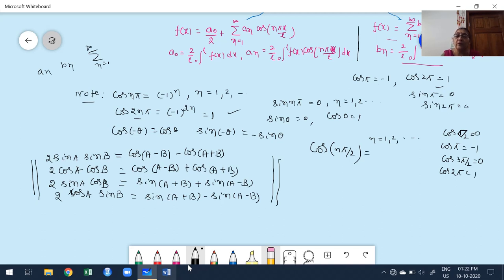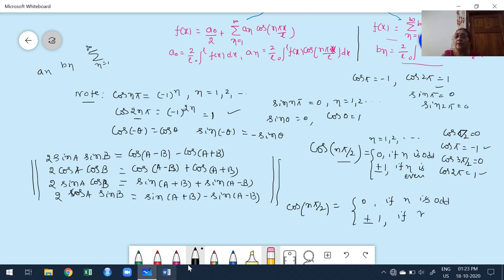Now this shows that most students make a mistake here. Whenever they get cos n pi by 2, they write 0. You can't write 0; it depends on the value of n. n may be even, n may be odd. If n is odd, the value is 0. If n is even, it is plus or minus 1, depending on the particular even value: for n equal to 2 we get minus 1, for n equal to 4 we get plus 1, for n equal to 6 we get minus 1. Therefore, to write it clearly once again, cos of n pi by 2 is 0 if n is odd, and plus or minus 1 if n is even.